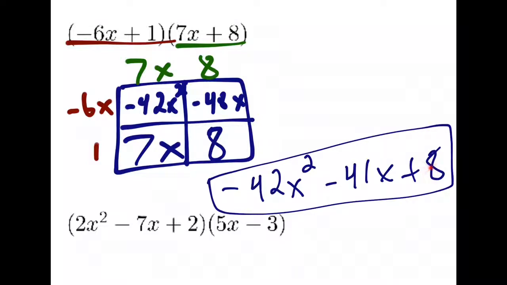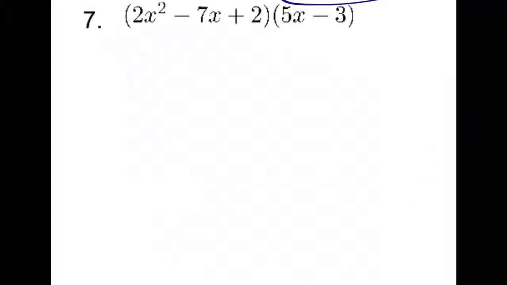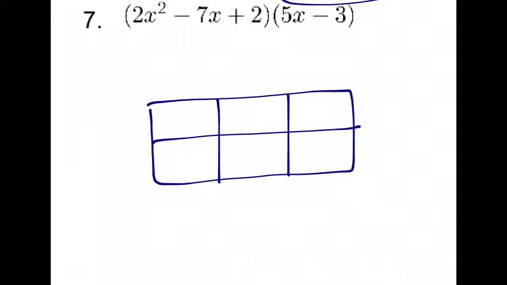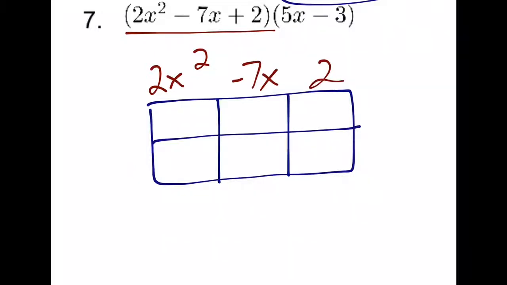For number 7, I had a trinomial, that is a polynomial with 1, 2, 3 terms, multiplied by a binomial, one with 2 terms. So my setup looked like this. I'm going to take the trinomial, and it has to go on top, 2x squared minus 7x and a 2. And the binomial I'll put here on the left, 5x and minus 3.